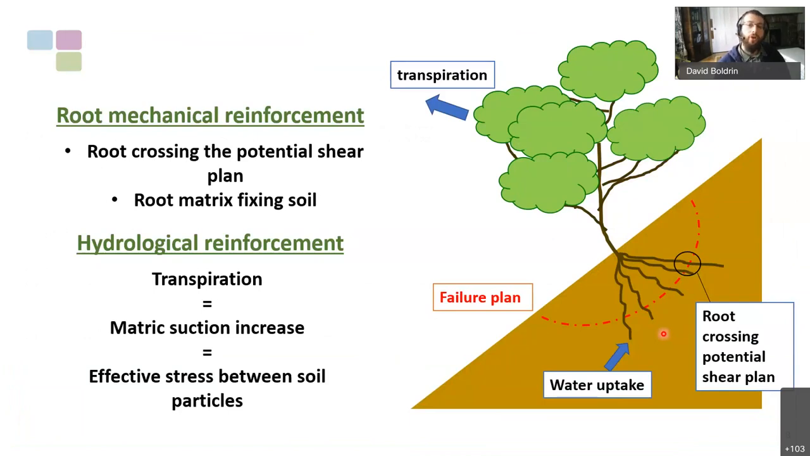Plants can stabilize soil on slopes with two co-occurring mechanisms. The first is root mechanical reinforcement, which is provided by roots that can cross a potential failure plane on a slope, and also by roots that create a composite material with the soil, with enhanced mechanical properties. The second mechanism is hydrological reinforcement, which is provided by plant transpiration, which decreases the soil water content, and this translates into an increase of soil matric suction, which binds together the particles of soil, and hence increases the soil strength.